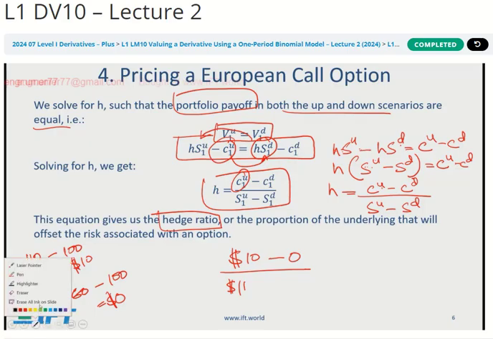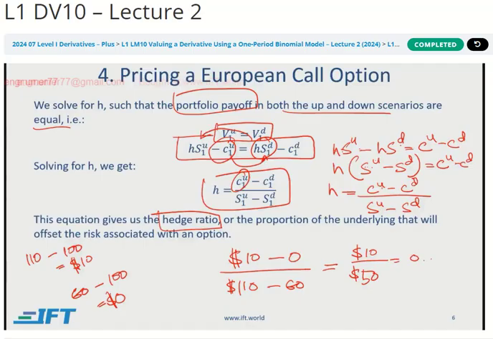And if it was coming down, it was 60. And this is how you will calculate the hedge ratio, which will be 10 over this is 50, and that comes to 0.2, and this will be your hedge ratio. Now what do we do with this hedge ratio? The whole point is to calculate the value today, so that then we can calculate the call option value today.